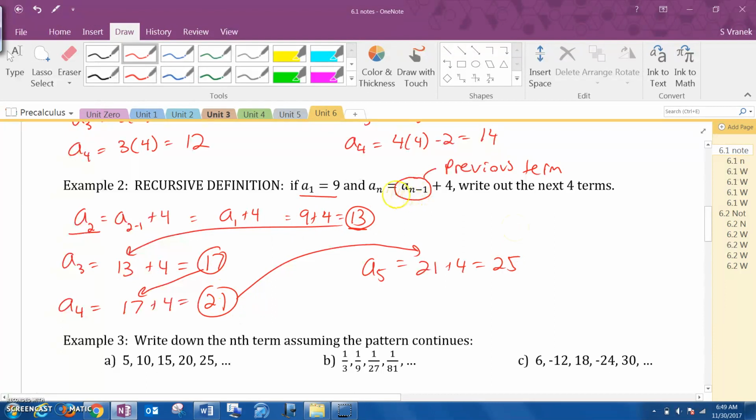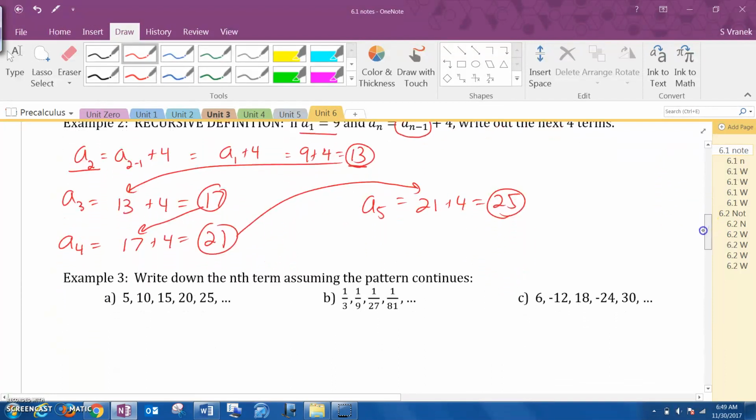And again, that makes sense if you look at the formula. It's saying every time we keep adding 4. So these all went up by 4 as we went along. Alright, let's do the next ones.